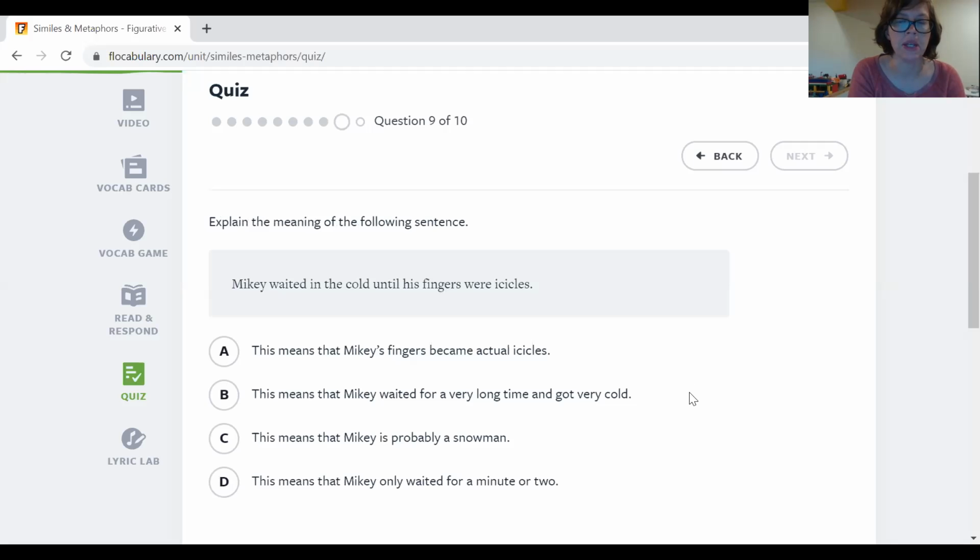Question 9, explain the meaning of the following sentence. Mikey waited in the cold until his fingers were icicles. A, this means that Mikey's fingers became actual icicles. B, this means that Mikey waited for a very long time and got very cold. C, this means that Mikey is probably a snowman. Or D, this means that Mikey only waited for a minute or 2. So choose the letter of the best answer.